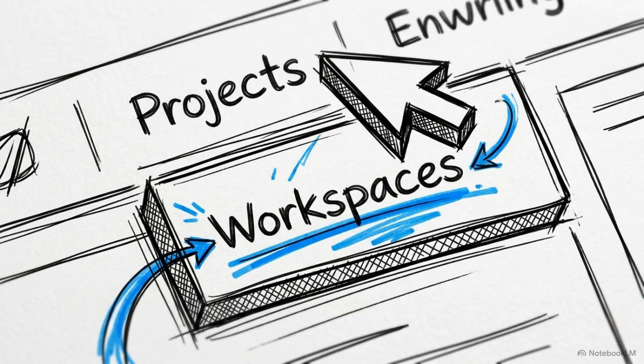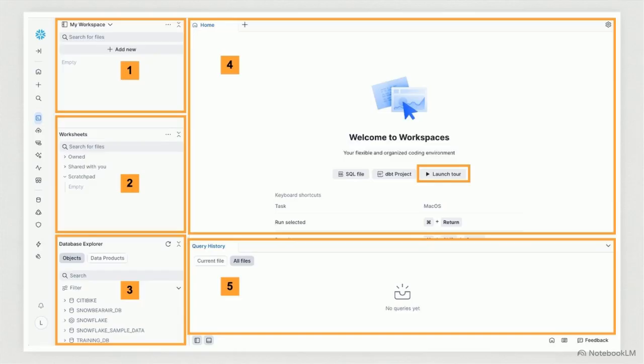Step 1 for writing queries is finding your editor. Hover over Projects in the left navigation menu and select Workspaces. Think of Workspaces as a unified 5-part framework. It allows you to manage code, organize files, and explore your databases simultaneously.